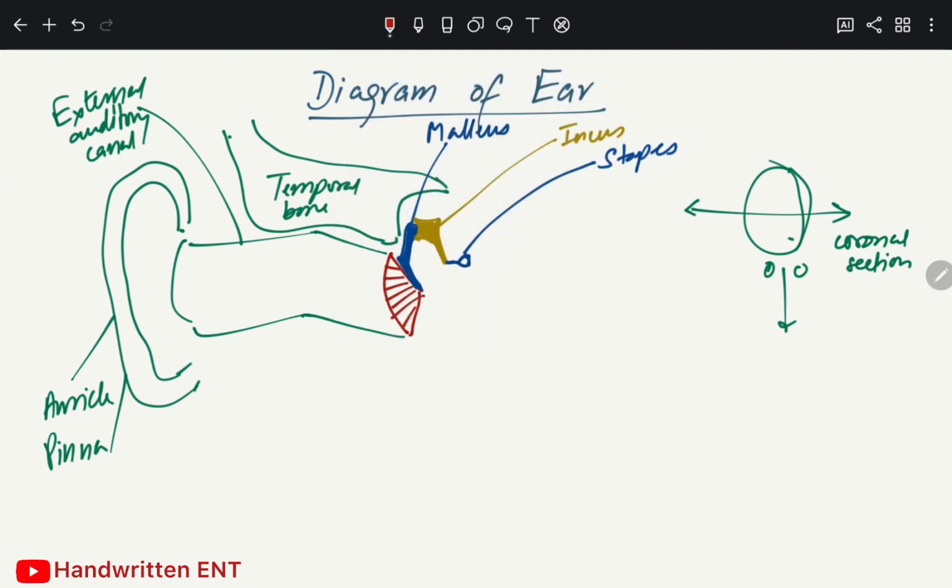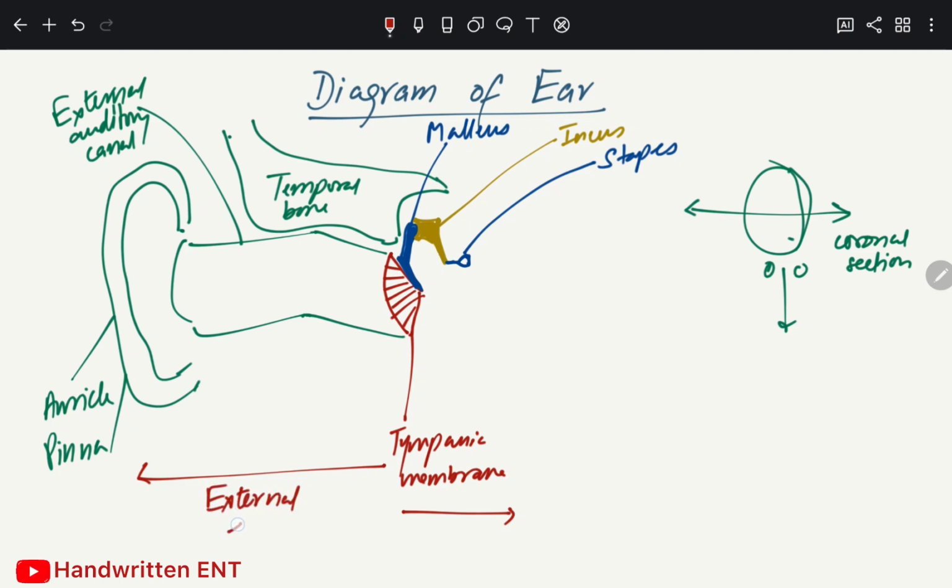So this is the tympanic membrane. The tympanic membrane plays a very vital role in demarcating the boundaries between the external ear and the middle ear. So this is the external ear, which is lateral to the tympanic membrane, and which constitutes the auricle or the pinna and the external auditory canal.